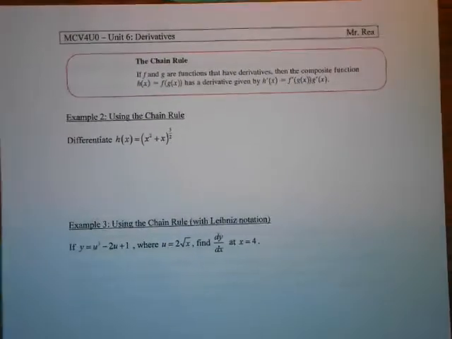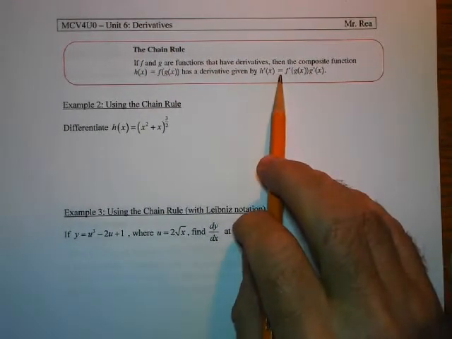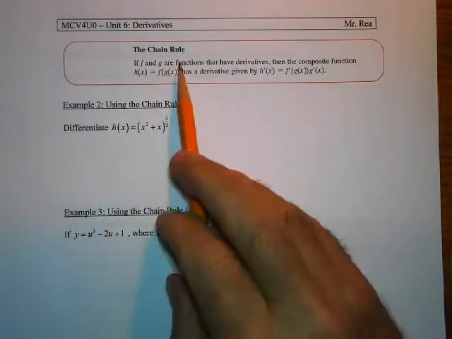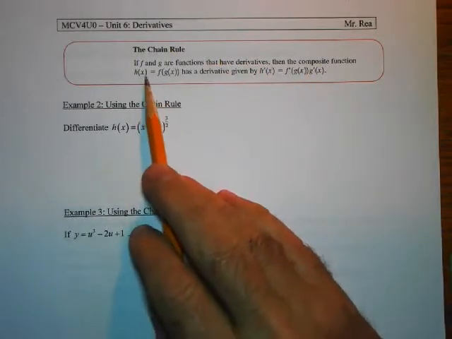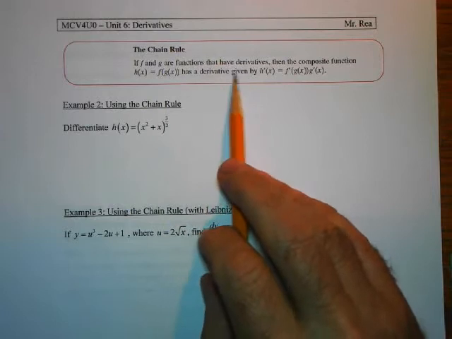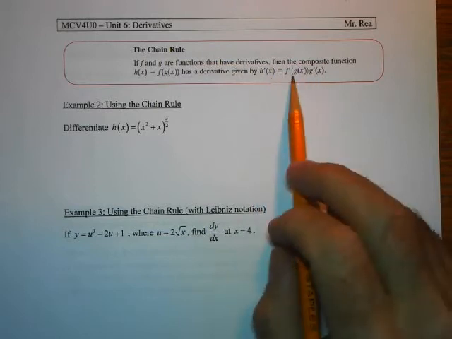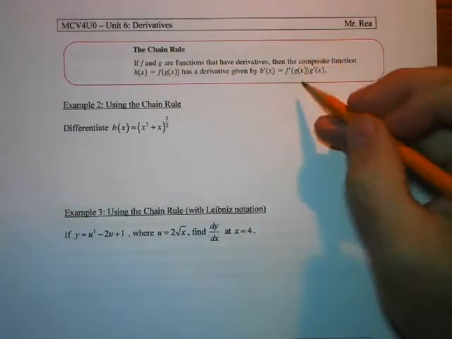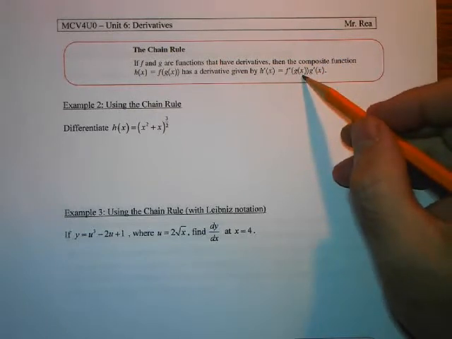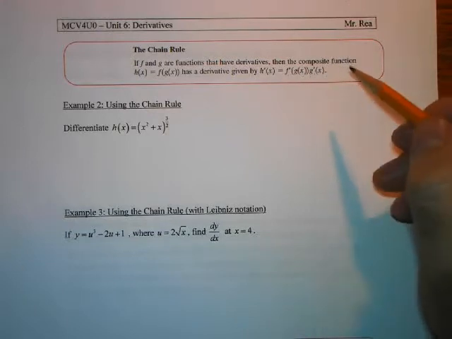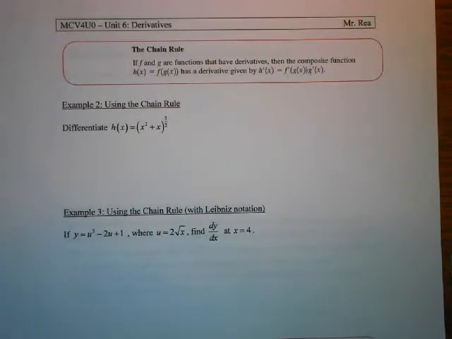Okay, so second page, we've got the formal definition of the chain rule. And we've seen that before. So basically we're looking at if f and g are functions that have derivatives, so they have to exist. The composite function h of x, which is f of g of x, has a derivative given by h prime of x, which is the derivative of h. So it's the derivative of the function f with respect to g of x times the derivative of g with respect to x. Okay, so let's actually try this out. This will be where you can actually see what's going on.